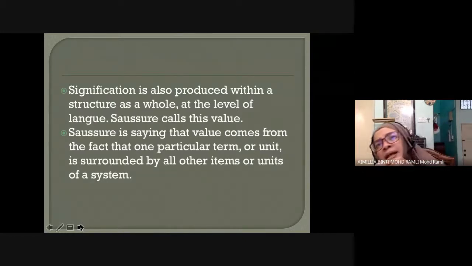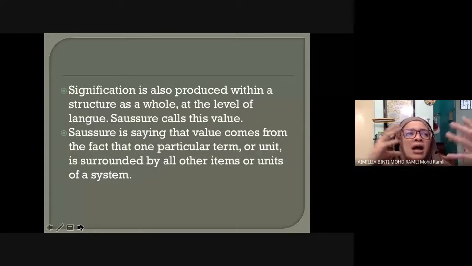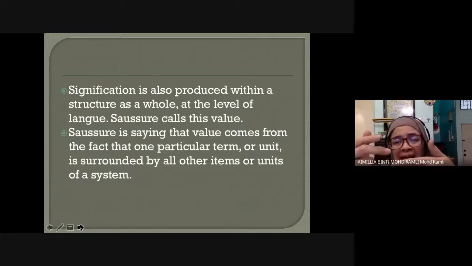So for example, what is the value of red? Red is a color, okay? So it has to be compared with other colors in order to attain value. Red is red because it's not black, it's not white, it's not blue. So red has value because it's not all the other colors. And the word RED, which is a signifier, has value because it is not BLUE or WHITE or BLACK. It's just RED. So a signifier also attains value by being different from other signifiers.